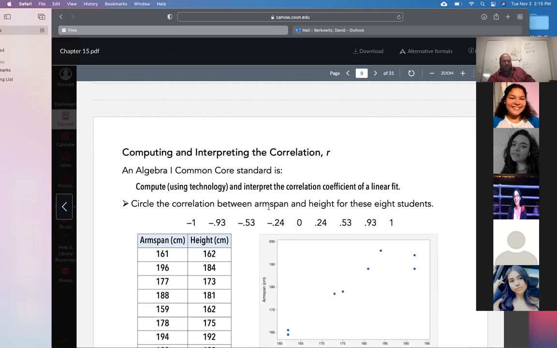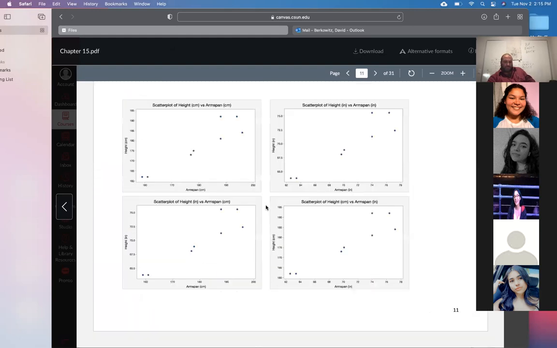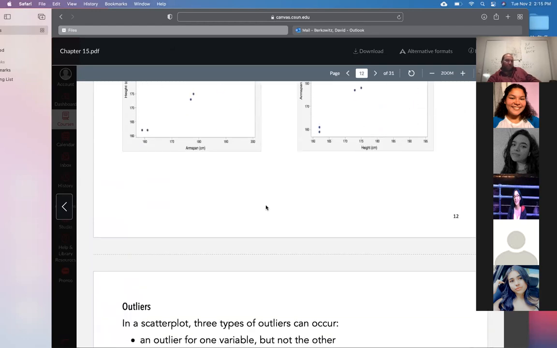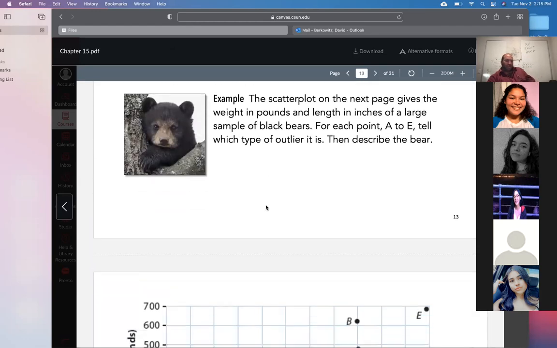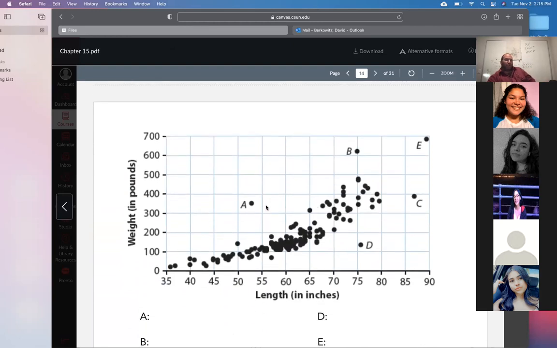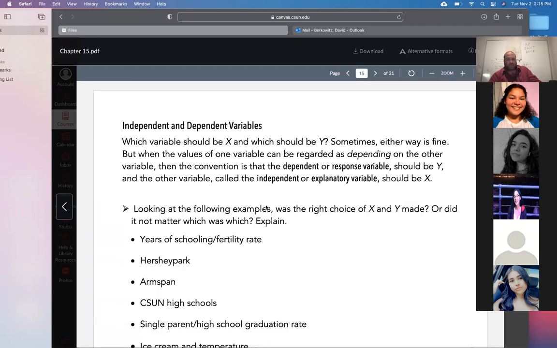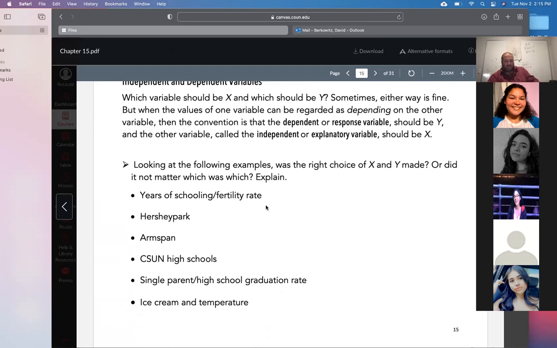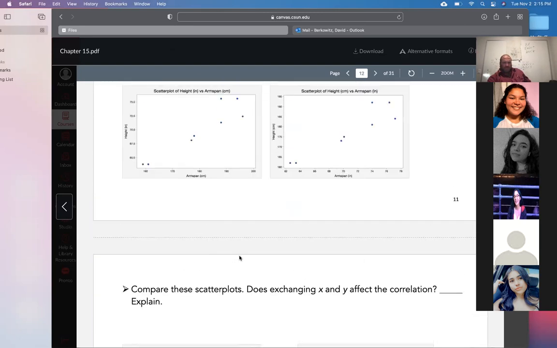Would you say that arm span is more likely to predict height, or is height more likely to predict arm span? And I guess that's probably a better way of thinking about it in terms of predictions. We want the X to predict the Y. So would you say that height is more likely to predict arm span, or is arm span more likely to predict height? Height explains arm span. I certainly agree with that. CSUN High Schools. What was the CSUN High School example?